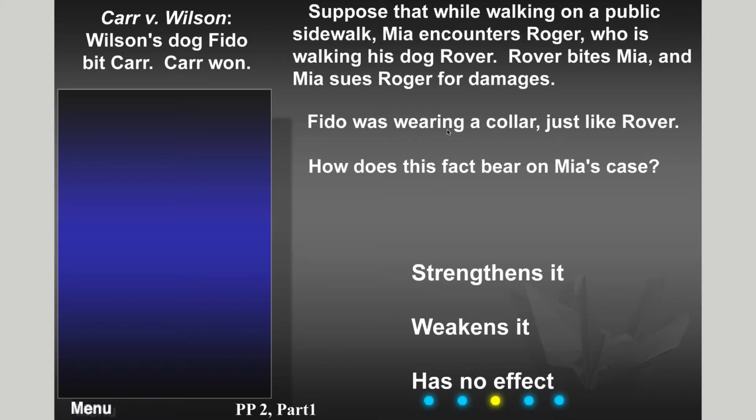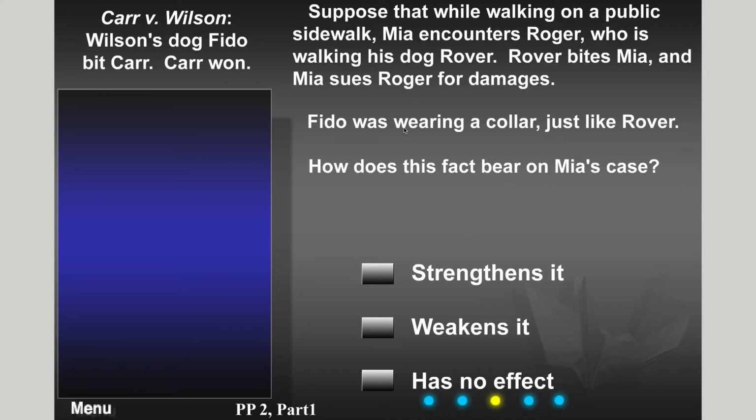Now, suppose that Fido was wearing a collar, just like Rover. How does this fact bear on Mia's case? Now, this is something relevant. Now, I'm guessing that this is a tough one for me. On the one hand, it certainly doesn't weaken the case. It could strengthen it. It does suggest a certain care that both have over the animal. That is, that Fido was wearing a collar and Rover was wearing a collar. And people who put collars on their dogs tend to have more care of them. Some don't, and let them roam, and so on. So that's a similarity.